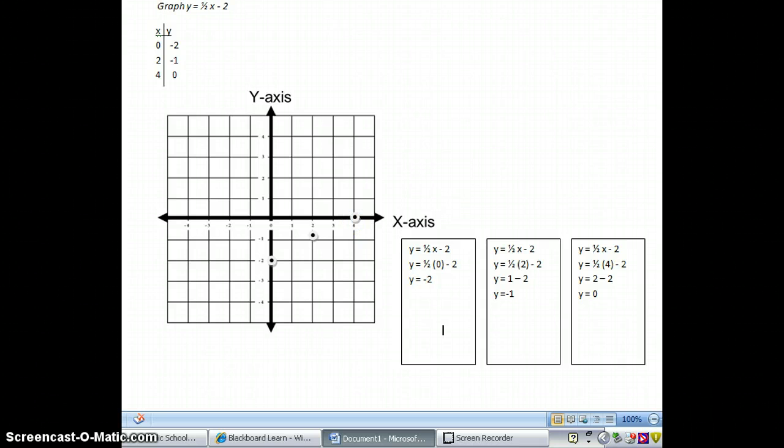Now I'll come in and draw my line. Let's try to get it straight. When you draw it, you'll get it much straighter. And I've got my linear equation for y equals 1/2 x minus 2.